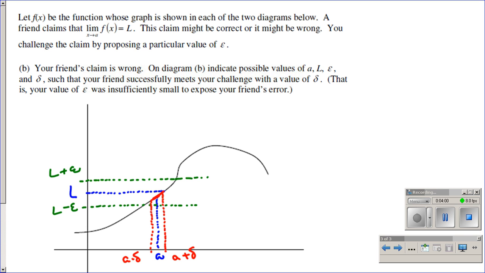So here's my function. I'm still inside the envelope, so the epsilon was too big. If it gets smaller, you'll notice that there's nothing that I could do to stay within the envelope. So if I pick epsilon really, really tiny, I would actually be able to expose my friend's error. But since we picked a rather large value, we are incorrectly showing that this is actually the limit because we were able to find a delta so that our function stays within this green envelope.